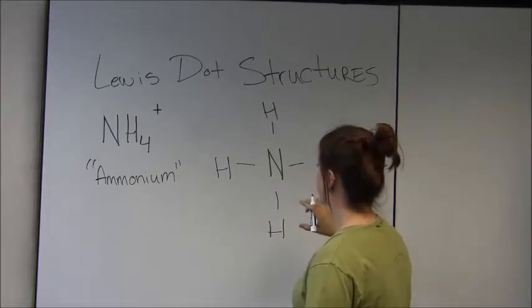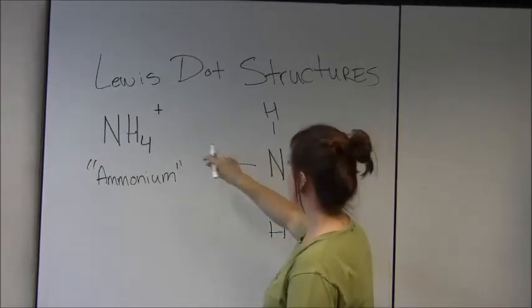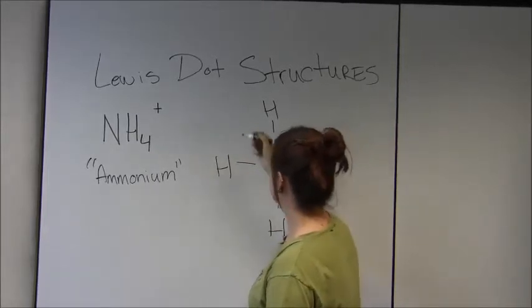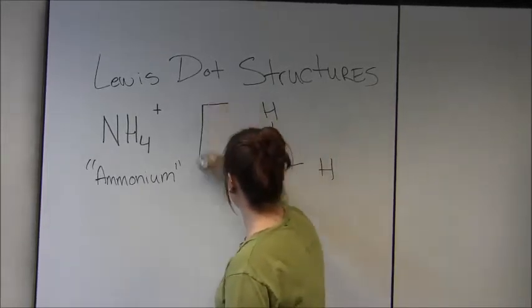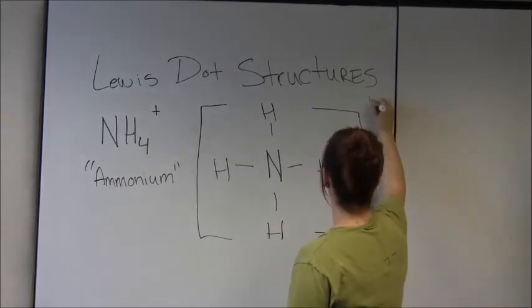So everything's settled, and we actually have 1 less electron than we normally should, which is why ammonium has a positive charge. To denote that, we put big brackets around the compound, and you just put the charge up in the corner.